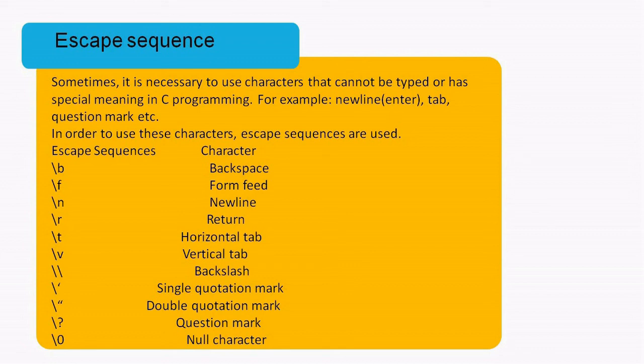Escape sequence. Sometimes it is necessary to use characters that cannot be typed or have special meaning in C programming, for example, new line, tab, question mark, etc. In order to use these characters, escape sequences are used. These are the escape sequences: backspace, form feed, new line, return, horizontal tab, vertical tab, backslash. These are some escape sequences which are generally used in the C programming language.